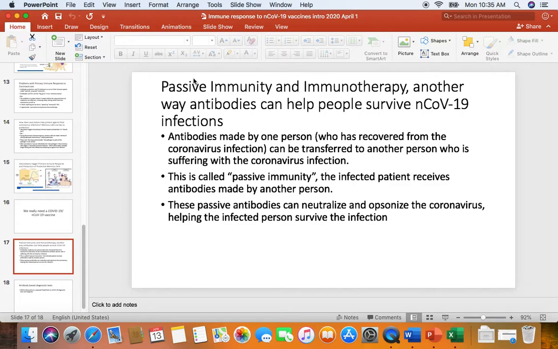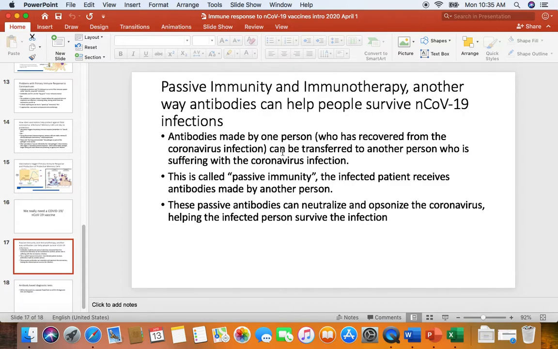Let's say I'm infected with the coronavirus, and I receive antibodies from one of you that's had it and survived. Those antibodies will protect me just as we've described, but I didn't make them myself. So instead of being called active immunity, it's called passive immunity. This is potentially another way to treat people, not only with drugs, but with antibodies. So we could call this immunotherapy.